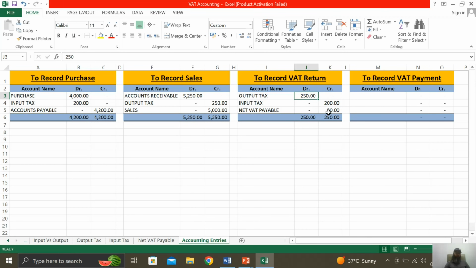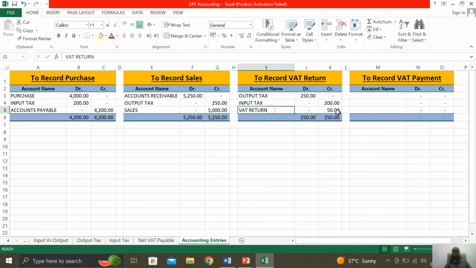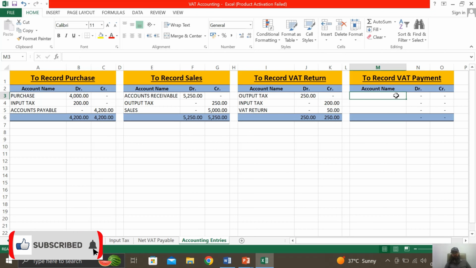Then we have a net balance reflecting in our VAT return GL, or you can name it net VAT payable, or you can also name it as VAT return. Whatever name you write, you can write in your chart of accounts. So this is our VAT return, 50. This is to record the VAT return in the system. To close the month, you have to pass this entry at each month end.